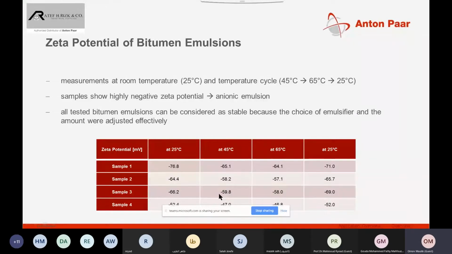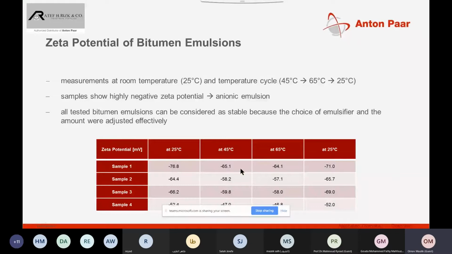So we have different samples, and for all samples, the stability looks quite good. But for sample one, it is much higher, because you can see over here the magnitude of the zeta potential is higher in case of sample one compared to sample 4.